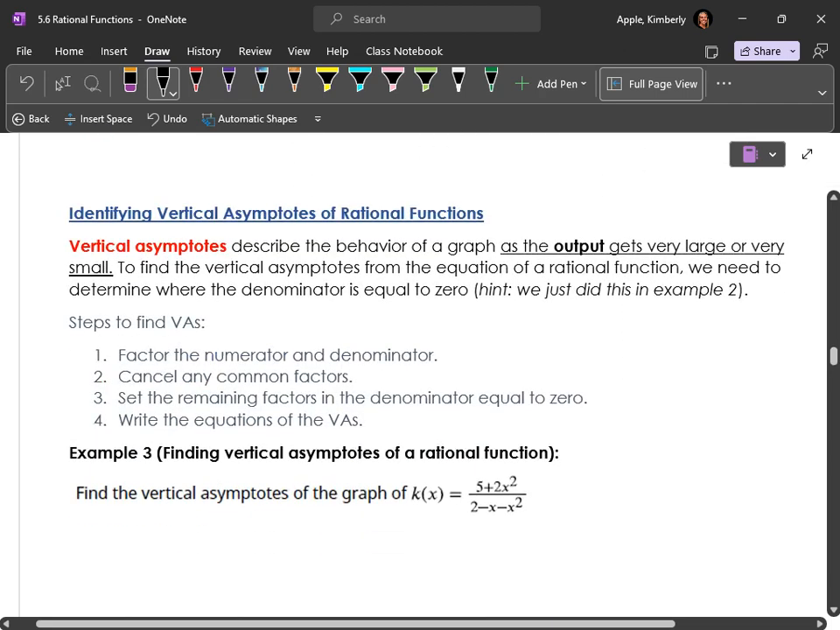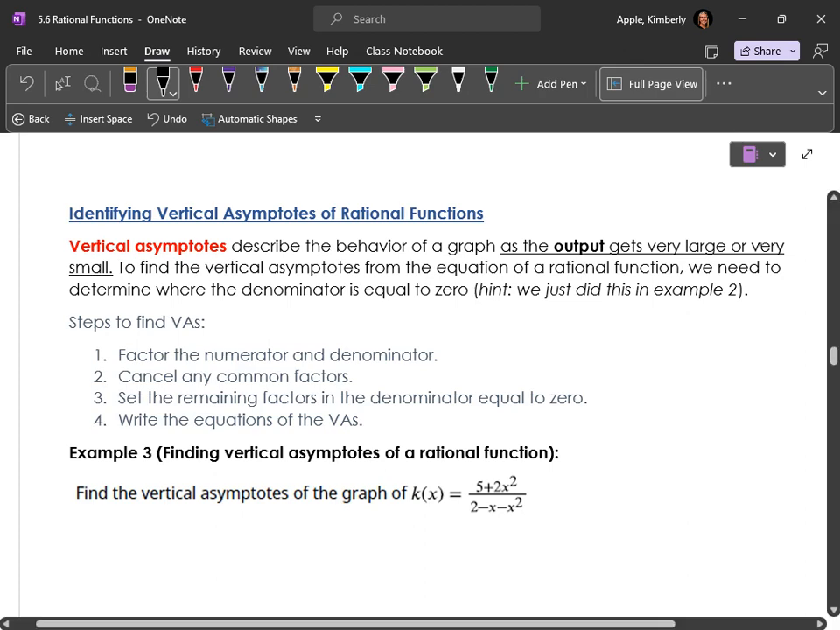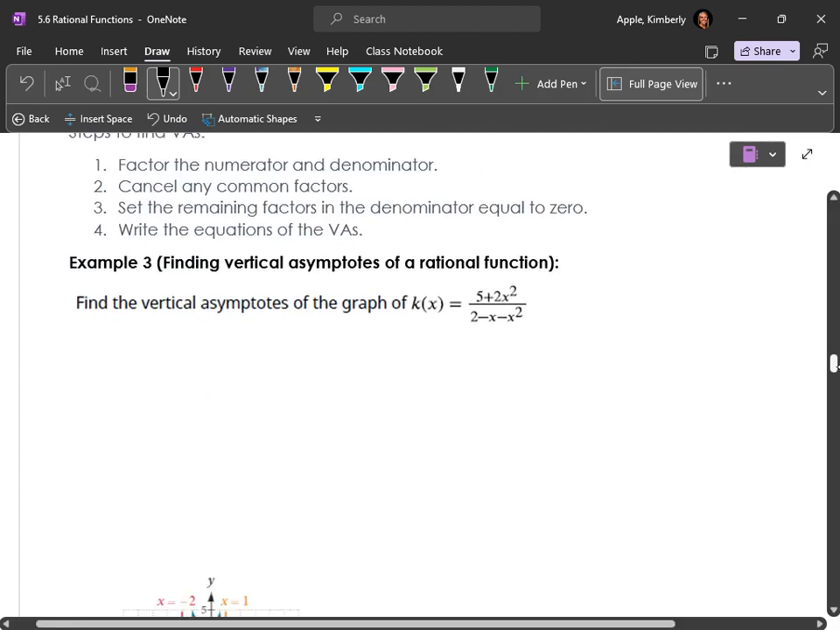All right, so the next topic is identifying vertical asymptotes of rational functions. Vertical asymptotes basically describe the behavior of a graph as the output gets really, really large or really small. To find those vertical asymptotes, we just need to determine where the denominator is equal to 0. Here is a set of steps to do that if you need to refer back to it.